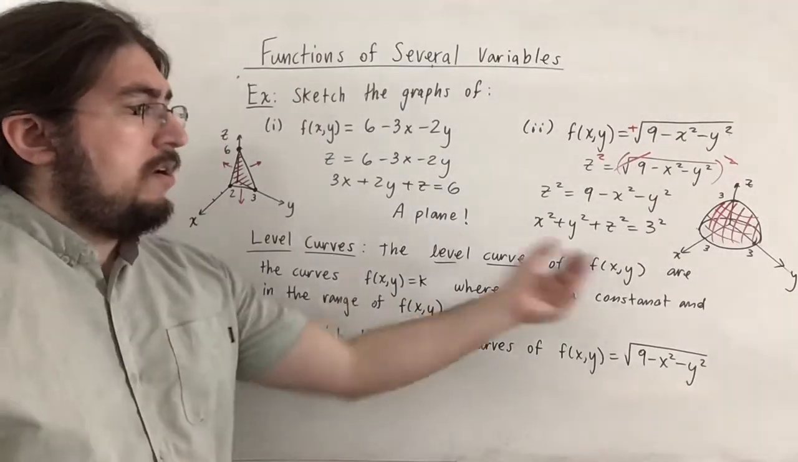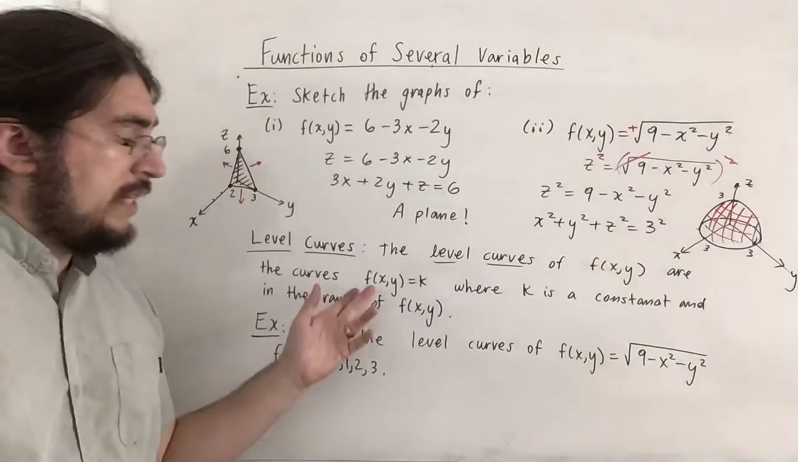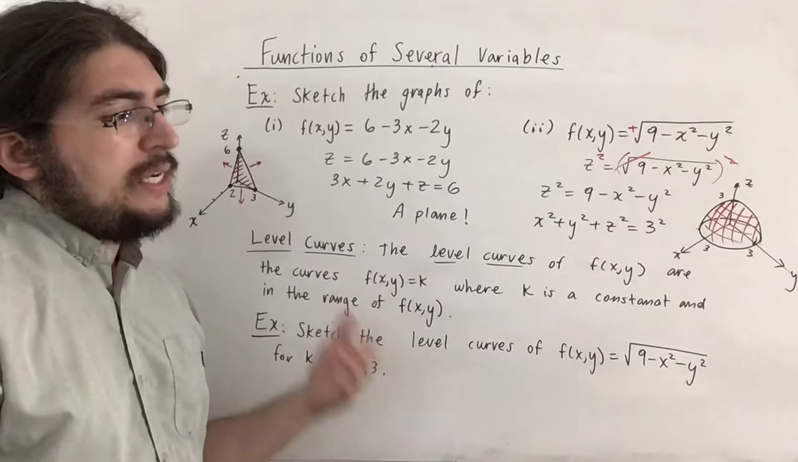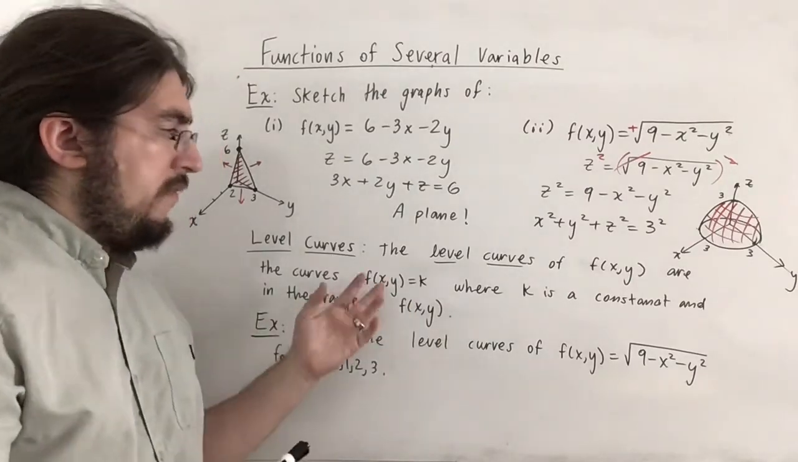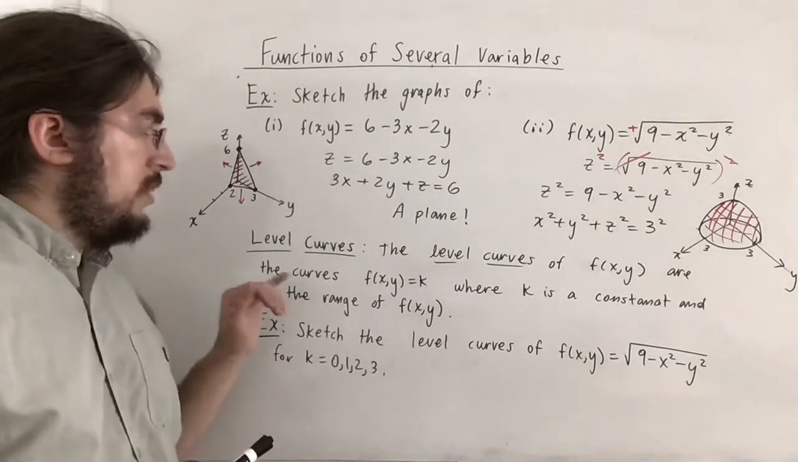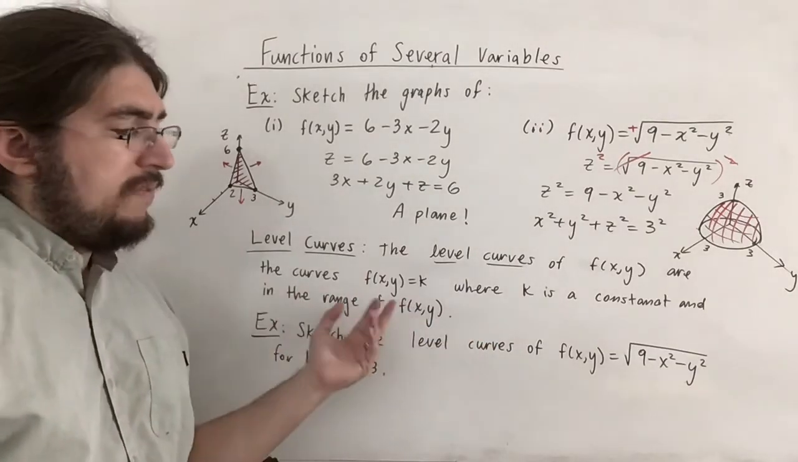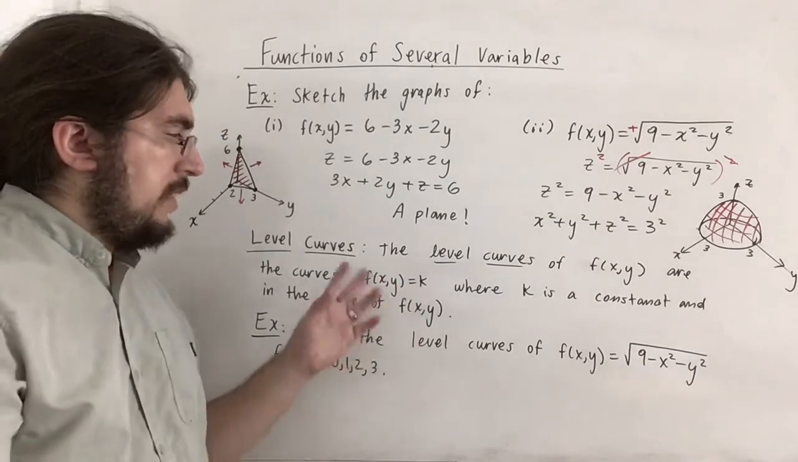Here I say the level curves of a function f of x, y are the curves f of x, y equals k. So we're basically letting z be equal to a constant, and then considering what the curve of x and y would look like. I'll describe that in a moment. And of course, we want k to be in the range of f of x, y, or else it wouldn't make sense. So you want to make sure k is something that's valid.